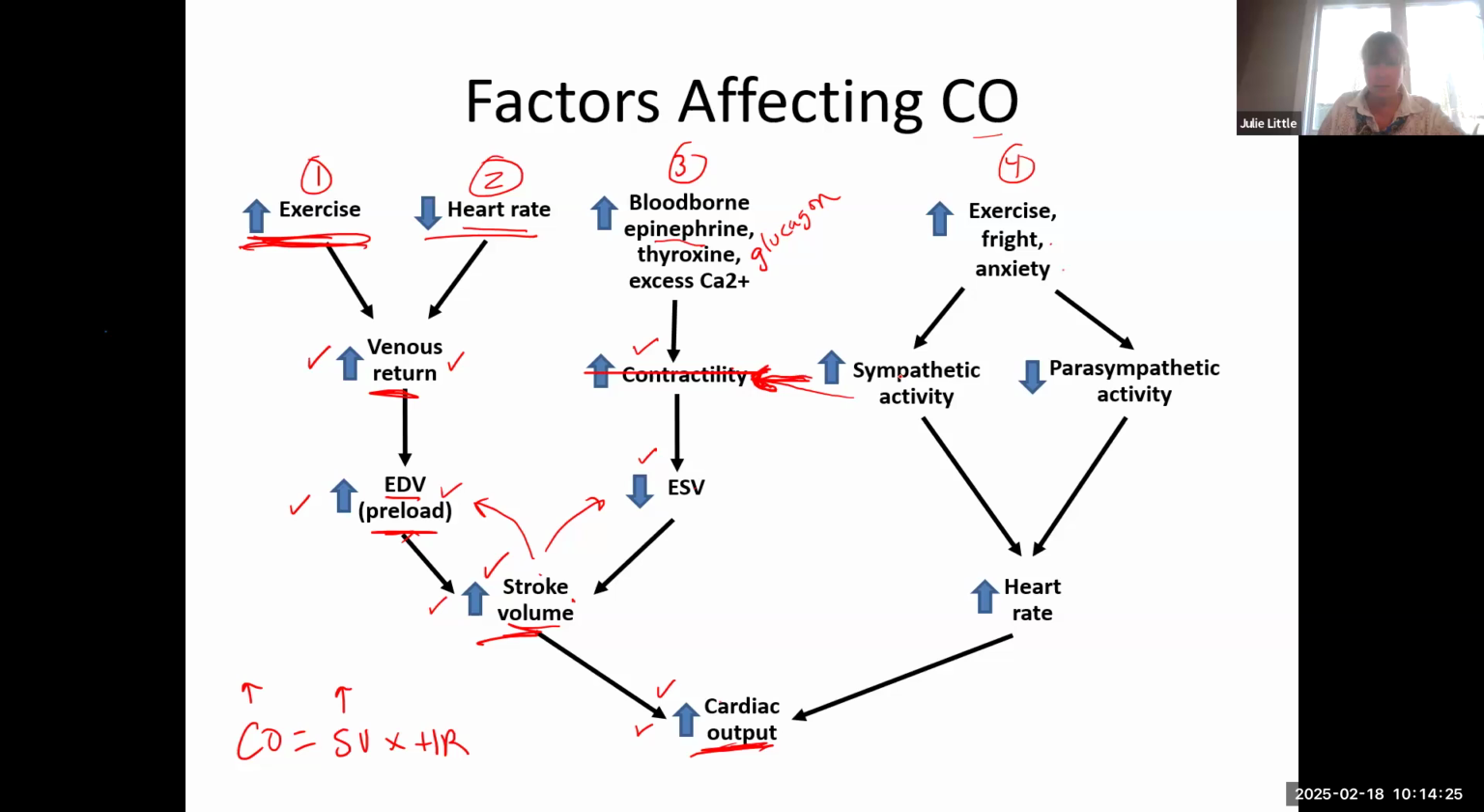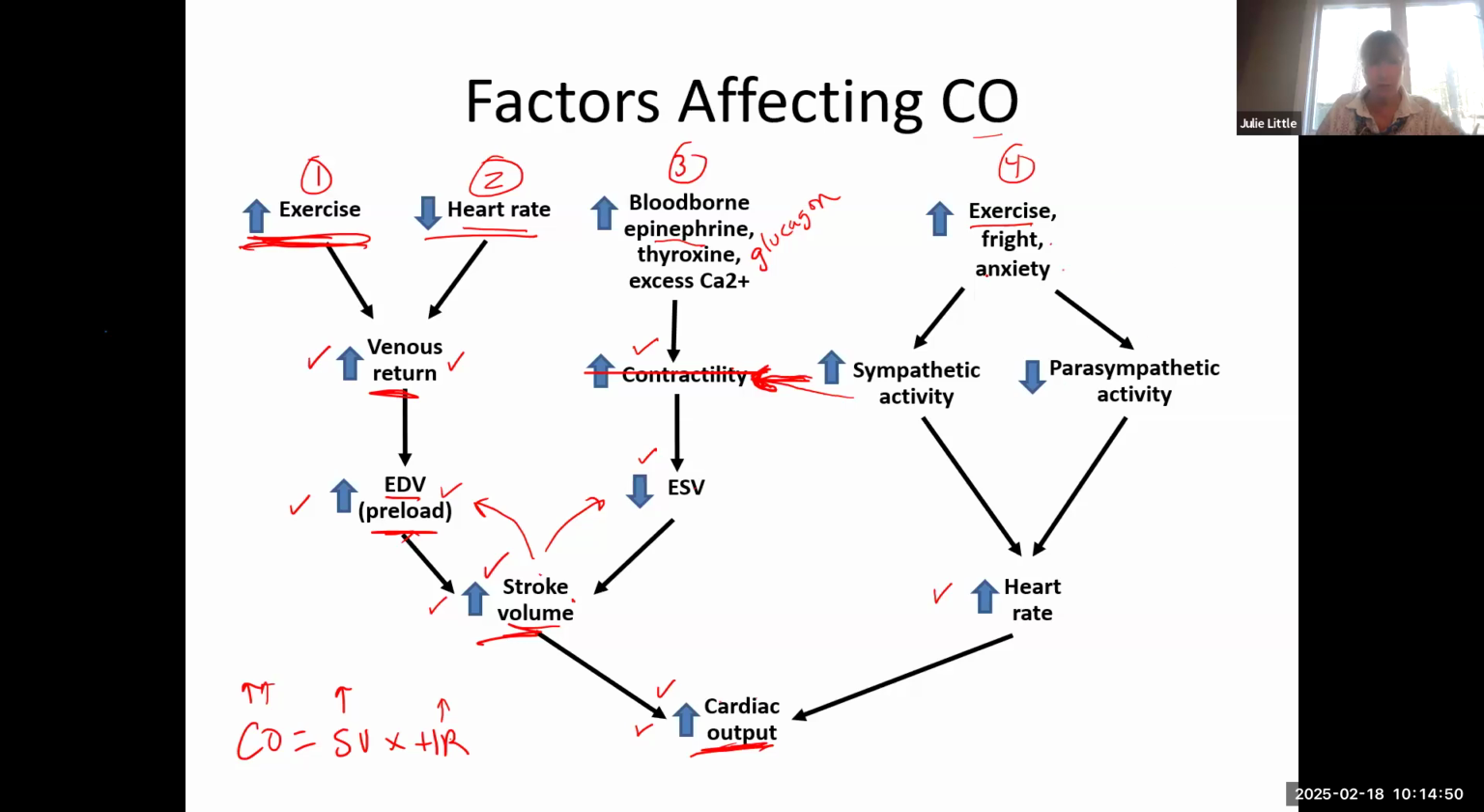But this sympathetic activity increases heart rate. If something scares you, your heart rate jumps up. That's because we have increased sympathetic activity. And if you're exercising, you're going to have increased heart rate. Well, increased heart rate increases cardiac output. So if we increase heart rate, we increase cardiac output.